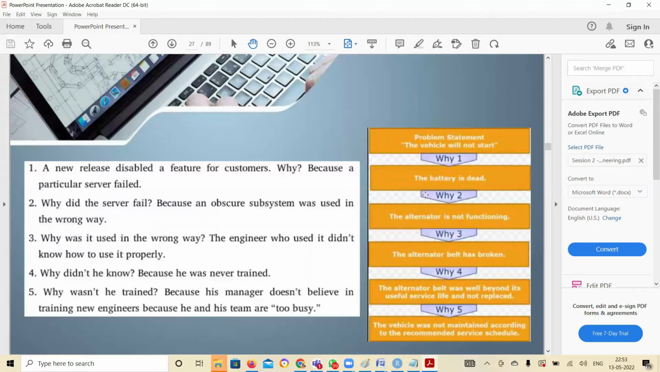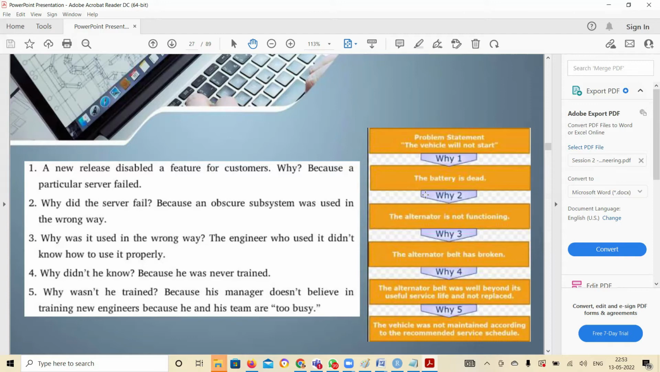So you should not stop there. You should ask why the battery is dead. The battery is dead because the alternator is not functioning. Why is the alternator not functioning? The belt has broken. Why did it break? Because the belt was beyond its service life. Why was it not repaired or replaced on time? The vehicle was not maintained properly. So the dead battery is causing the car not to start, but the real reason is that you are not giving the car to the service center, because of which there's a problem, right?